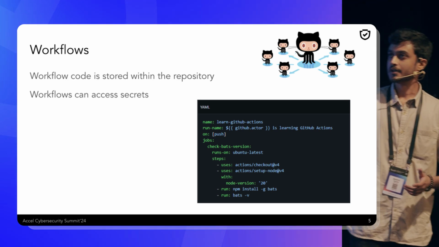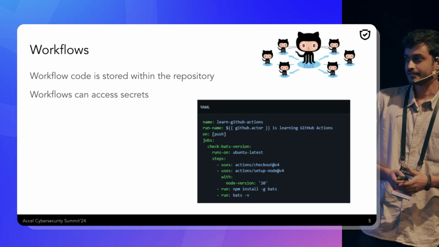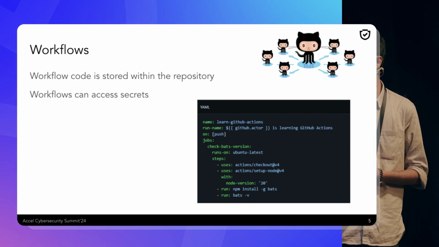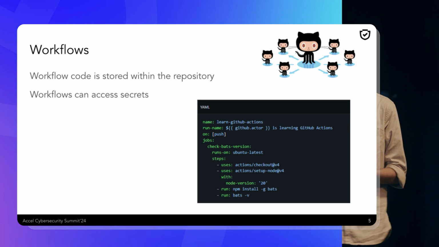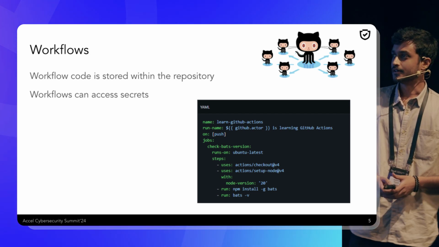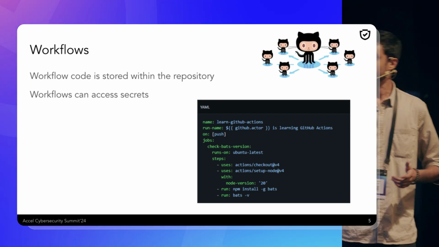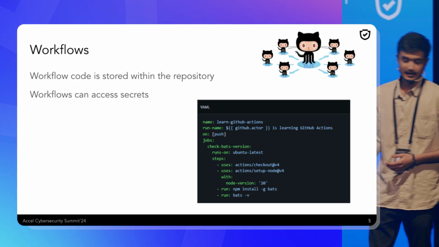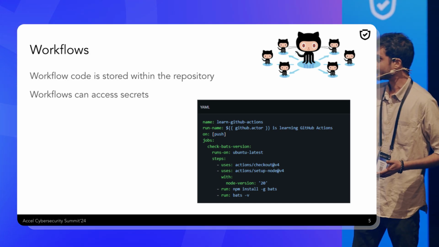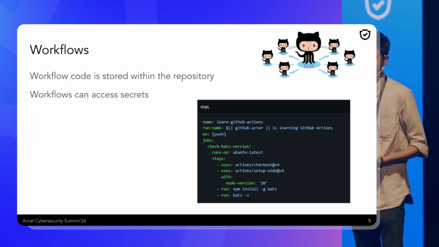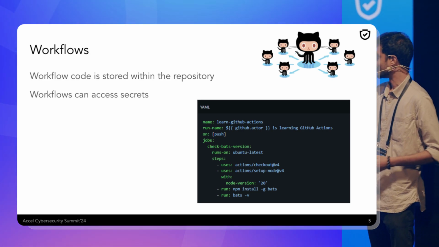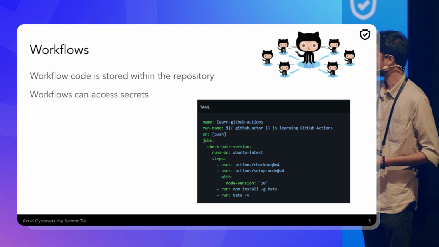So a bit about what workflows are. This is something that will help you write your actions. Basically, this is the flow that you write and it executes. The workflow code is stored in your repository, and since it is in your repository, it will also have access to your secrets. And this is a very simple example of what a workflow file looks like.